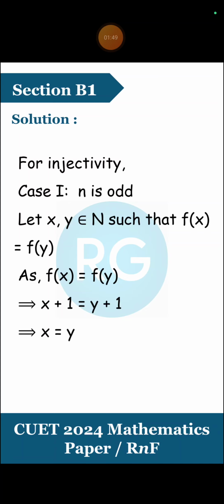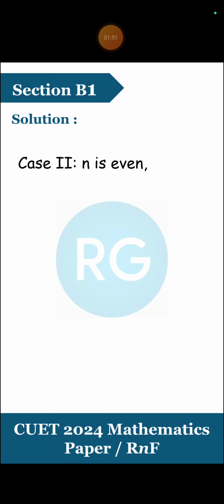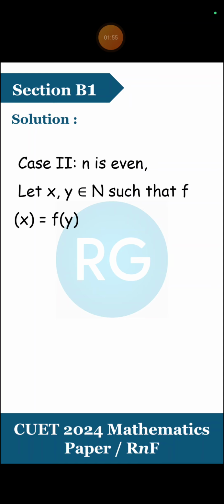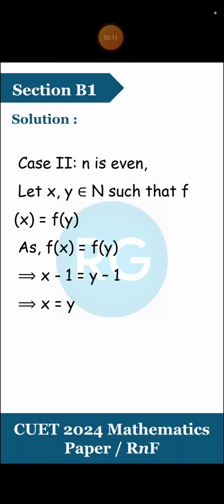For the next part, case 2, n is even. For n even, again I'll work the same way, f(x) equals f(y), but now the value of the function is x minus 1. So in place of f(x) I'll put x minus 1 and in place of f(y) y minus 1. Again they will cancel out, so I'll land with x equals y. So this function is injective in both the cases.